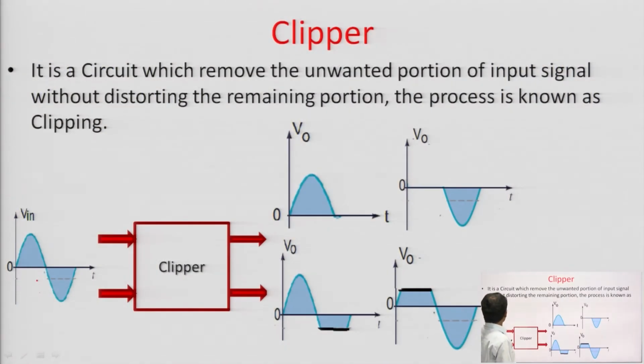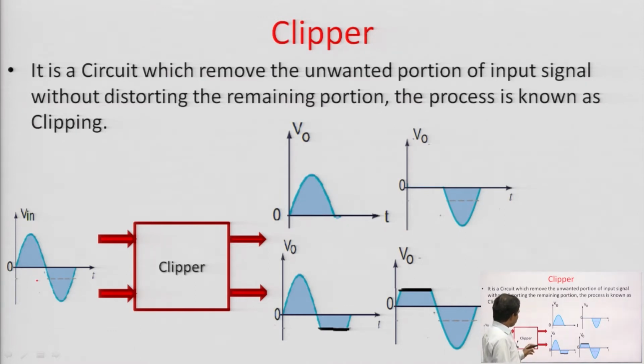First of all, what is a clipper? It is a circuit which removes the unwanted portion of any input signal without distorting the remaining signal. This means, suppose this is the block diagram of a clipper circuit, if the input is a sinusoidal signal, then what are the expected outputs? These are the expected outputs, and so many others are also possible in a clipper circuit.